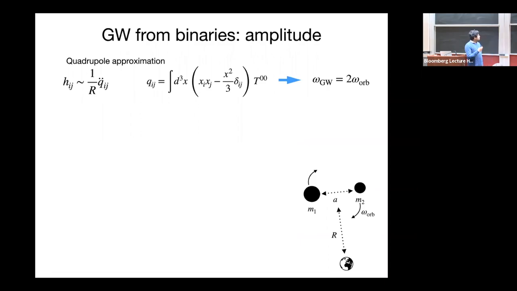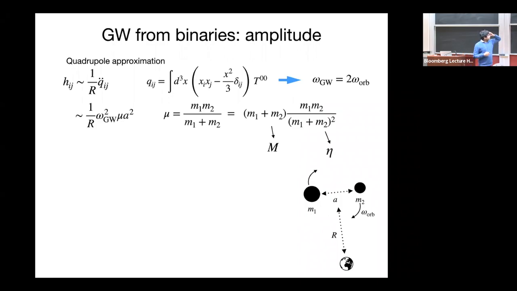So at the lowest order, the signal can be understood as quadrupole emission from a configuration of masses with some time-varying quadrupole moment. Since it's a quadrupole moment, that immediately tells us that the strain, which is the second derivative of the quadrupole, has a frequency that is twice the frequency of the Keplerian or quasi-Keplerian orbit.